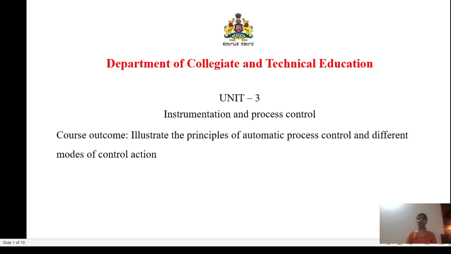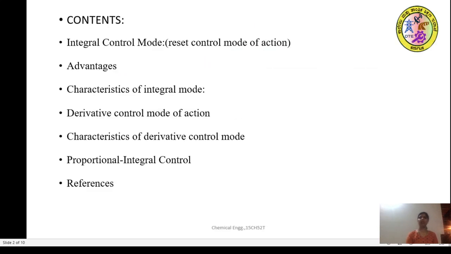So, in continuation with the last topic, today we will learn about what is the integral control mode of action, advantages of using the integral control mode of action in any controller, the characteristics of an integral mode, the derivative control mode of action, the characteristics of derivative control mode, and the proportional integral controller, and the differences.